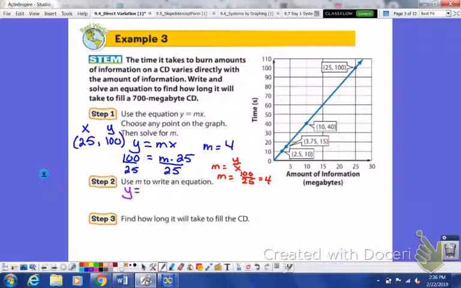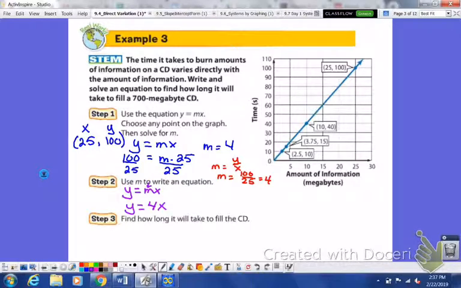Our original form was y equals mx. Now, when you write your equation, you do not want to substitute in for y or for x. You are only substituting in to your m. We know that m equals 4. So our equation would be y equals 4x. This is a very simple step, but also very commonly missed. We always go back to that y equals mx or y equals kx. Once you know what your constant is, substitute it in, there's your equation. So y equals 4x. And then step 4, find how long it would take to fill the CD.